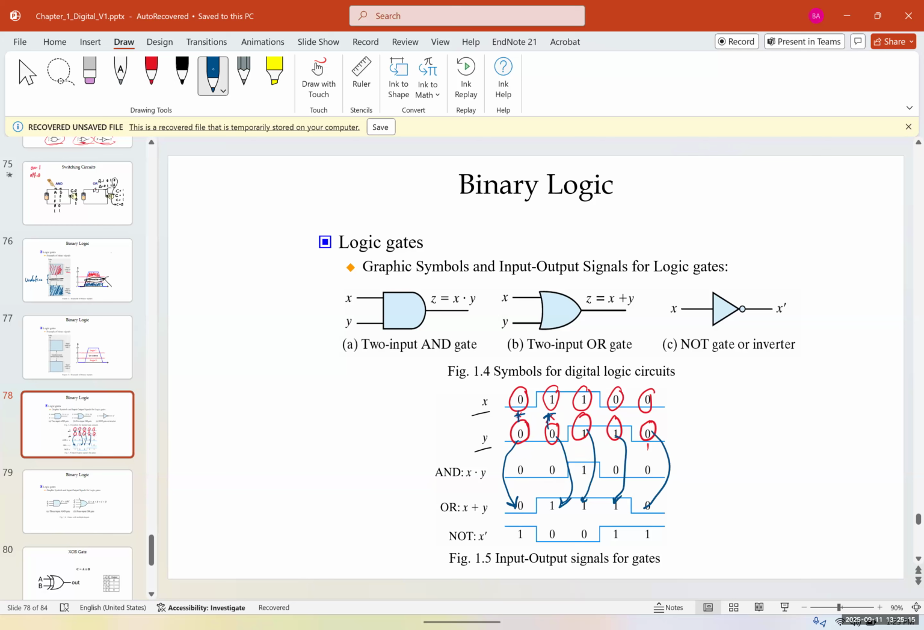And for the NOT gate, it's not X. So everything that X is, not X would be the opposite. So 0 goes to 1. 1 goes to 0. 1 goes to 0. 0 goes to 1. And 0 goes to 1.